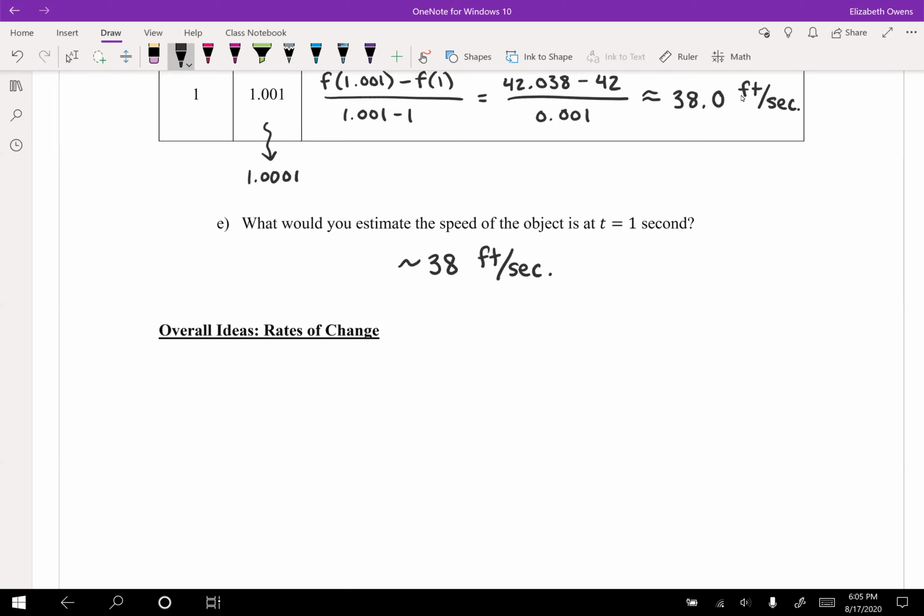Okay, so we are going to get the conclusion on this little part about rates of change. And so the overall ideas here are looking at the average rate of change versus the instantaneous rate of change.